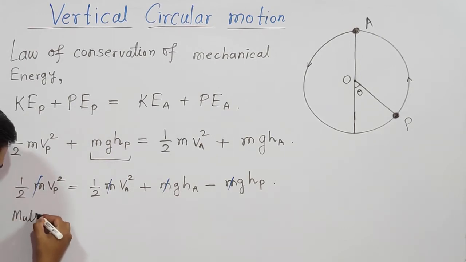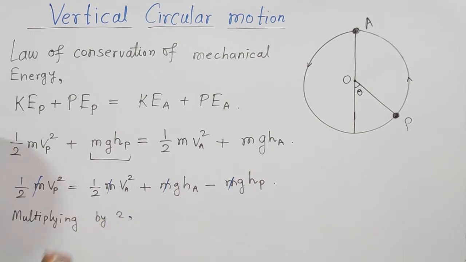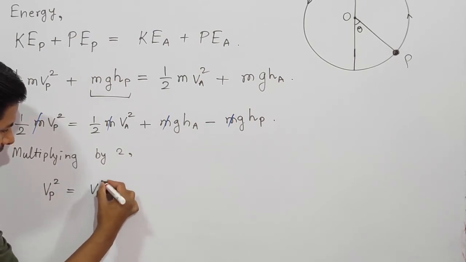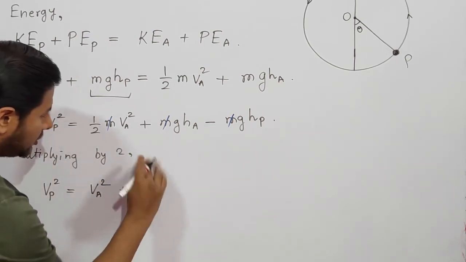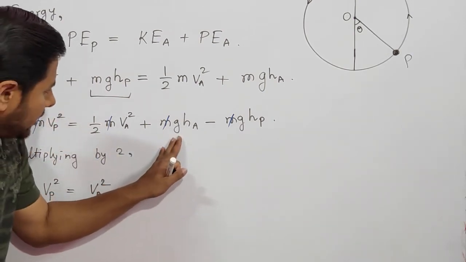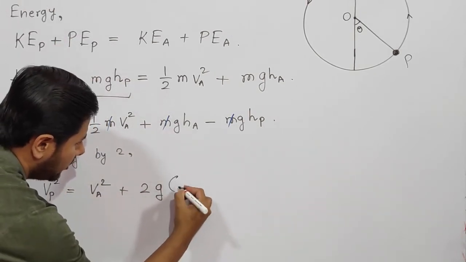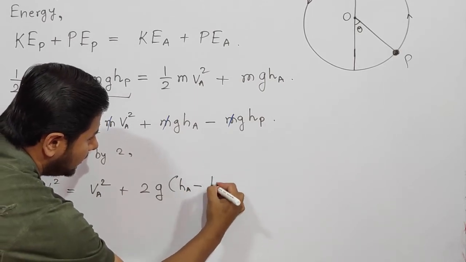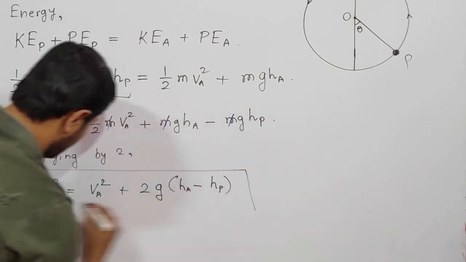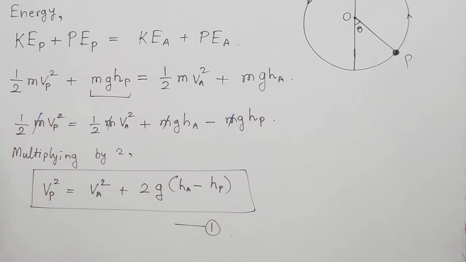So multiplying by 2, we get v suffix p squared equals v suffix a squared plus 2 times... Alright, we are multiplying with 2, and I will take g common from these two terms. So 2 times of g into h suffix a minus h suffix p. Then I will call this equation number 1.